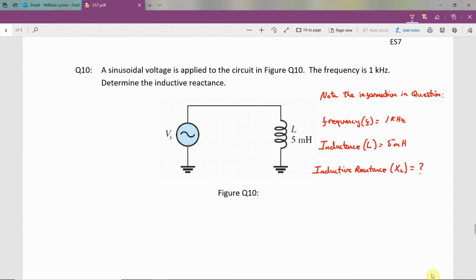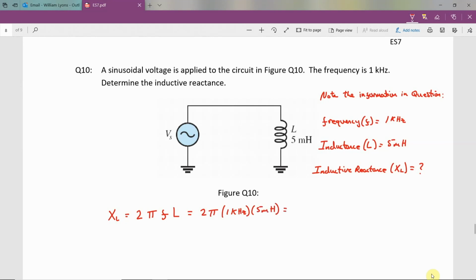We know from the formula for inductive reactance, XL is equal to twice pi times the frequency times the inductance. So that's 2 pi FL. Entering the values given in the question, we have 2 pi times the frequency, which is 1 kHz, times the inductance, which is 5 millihenries.